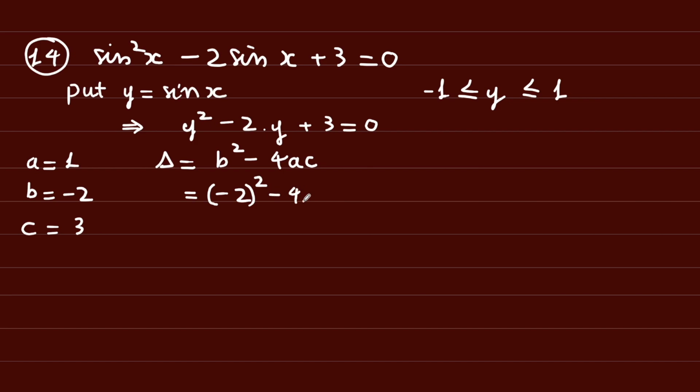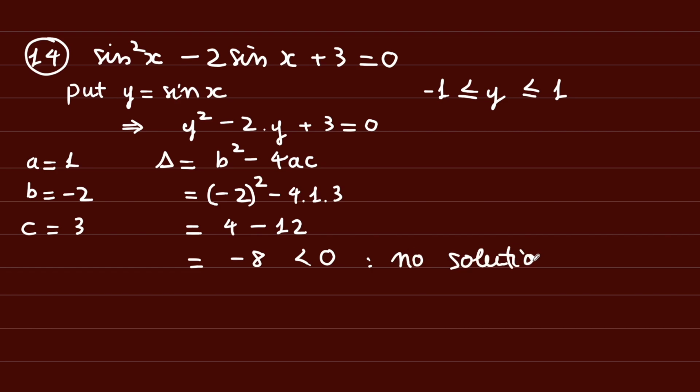And -4 multiply a is 1 and c equal to 3. After that, you got here 4 and -12 in this case. And after that, the determinant will be -8. This value is less than 0, so this is the signal of no solution for this quadratic equation. And of course, if the quadratic equation has no solution, this means question 14 has no solution for sine x. And based on this, I want to revise a little bit about the number of solutions for a quadratic equation.